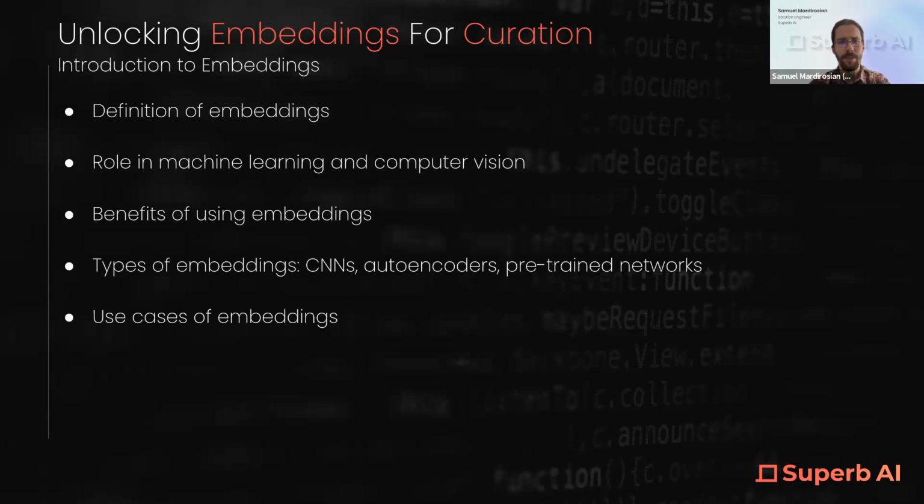Embeddings can offer several benefits, particularly in the case of unstructured data, such as raw, unlabeled images. They let us handle large data sets more efficiently, improve model performance, and gain deeper insight into the underlying structure of the data. There are various types of embeddings, including those created using convolutional neural networks, or CNNs, autoencoders, and pre-trained networks. Embeddings have a wide range of use cases, from image generation and style transfer to data organization.